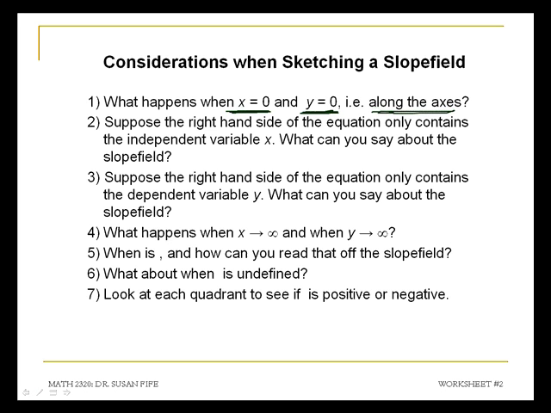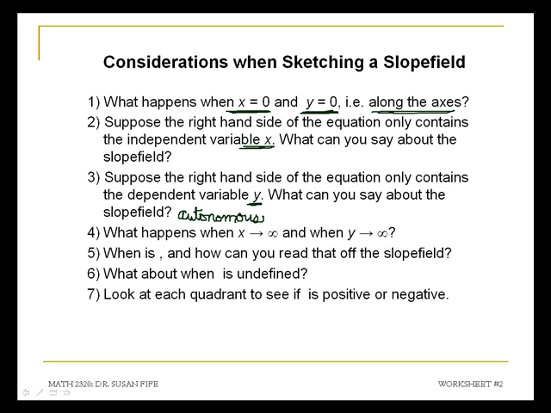If the right-hand side of the equation contains only the independent variable x, what can you say about the slope field? We'll come back to this in a little bit. And suppose the right-hand side of the equation only contains the dependent variable y. If it contains just the dependent variable y, then that type of equation is called autonomous. We're going to look at the characteristics of this later on too, and then we'll come back to these questions.